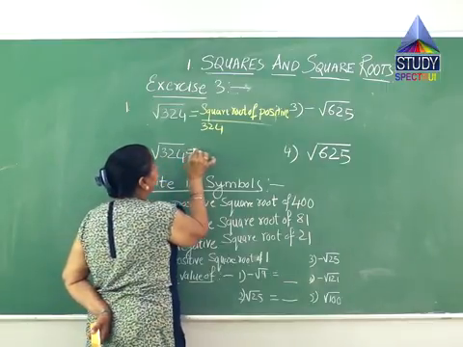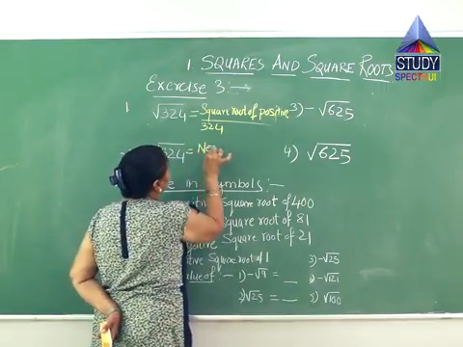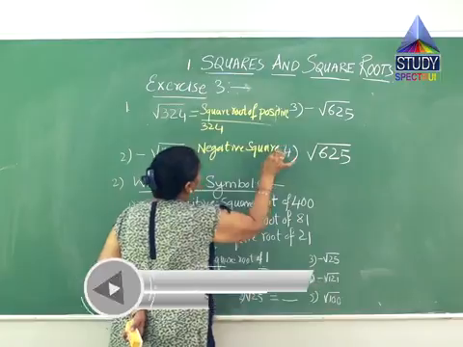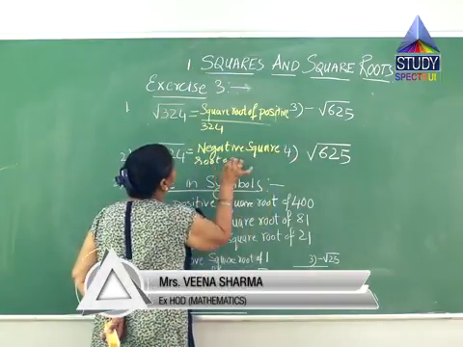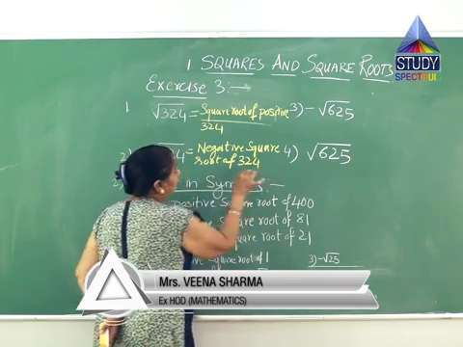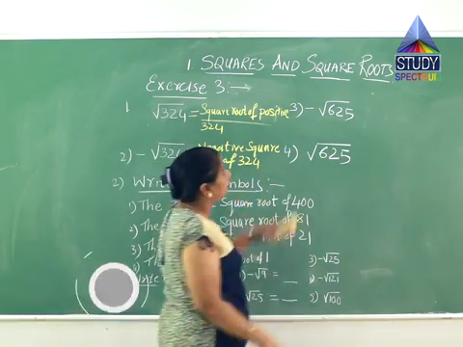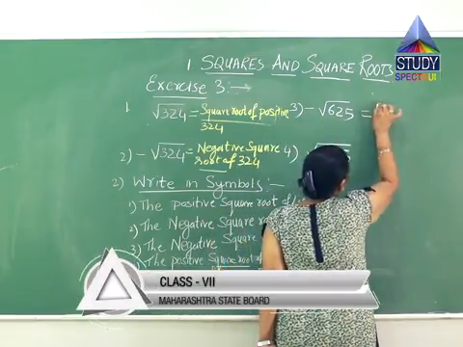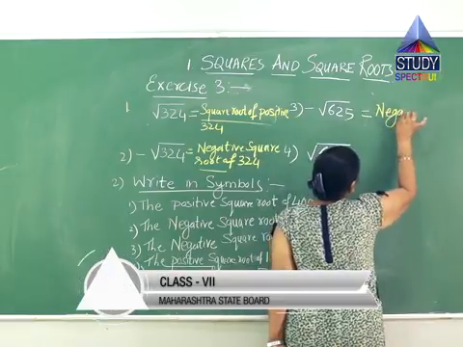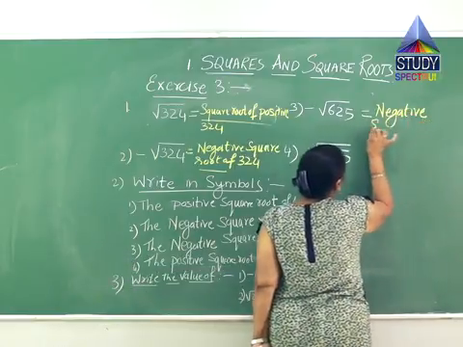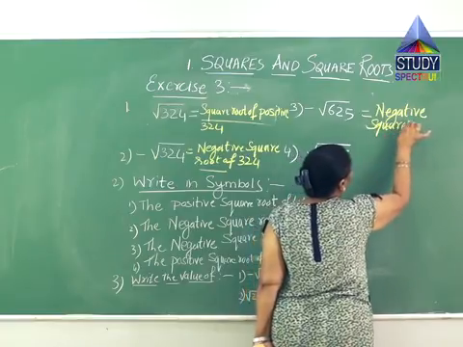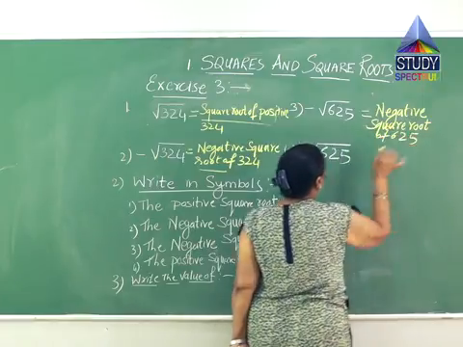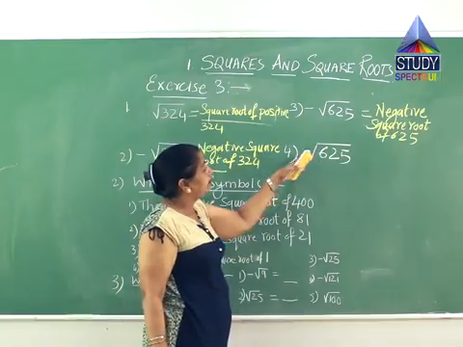So it means the negative square root of 324. Same way you can write for this number, as the negative sign is there before the root sign. So it is negative square root of 625. And as there is no sign, that means it is positive.